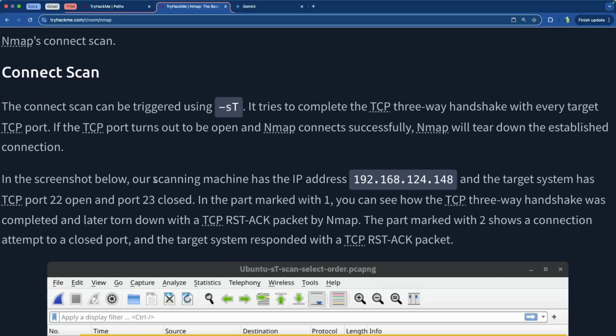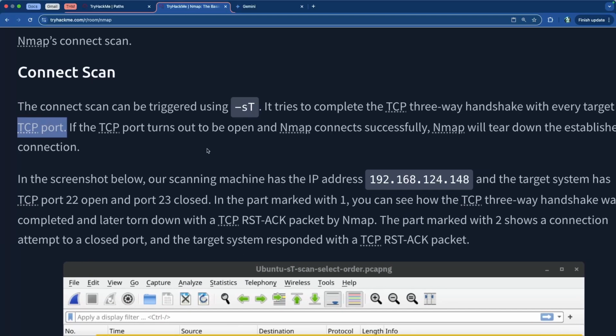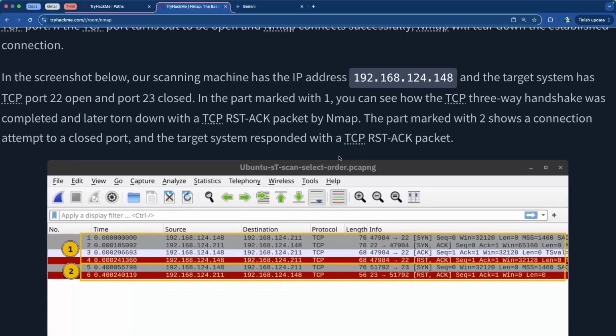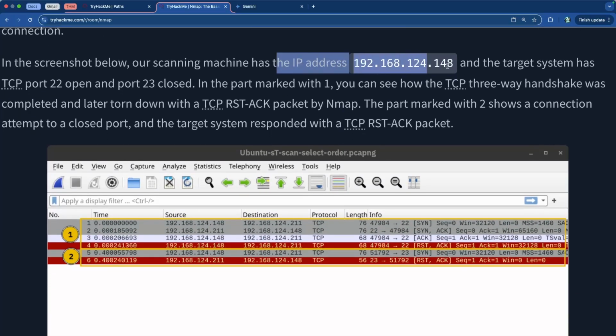But the connect scan, which is a very nice TCP scan, does the full three-way handshake, right? It does the three-way handshake for TCP, meaning sending out a SYN, then getting a SYN acknowledgement and then an acknowledgement. That is a three-way handshake, right? We covered this in the networking basics. So our scanning machine has the IP address of this, and the target system has TCP port 22 open, port 23 closed. In the part that's marked with 1, you can see how the TCP three-way handshake was completed and later torn down with the reset acknowledgement packet by Nmap.